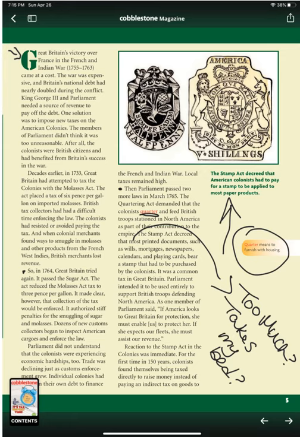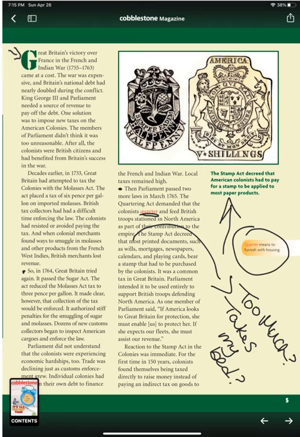The Stamp Act decreed that most printed documents, such as wills, mortgages, newspapers, calendars, and playing cards, bear a stamp that had to be purchased by the colonists. It was a common tax in Great Britain. Parliament intended it to be used entirely to support British troops defending North America. As one member of Parliament said, if America looks to Great Britain for protection, she must enable us to protect her. If she expects our fleets, she must assist our revenue. Revenue is money made.